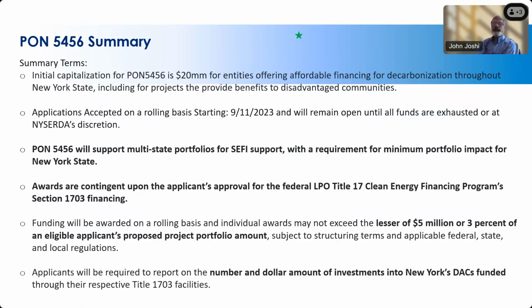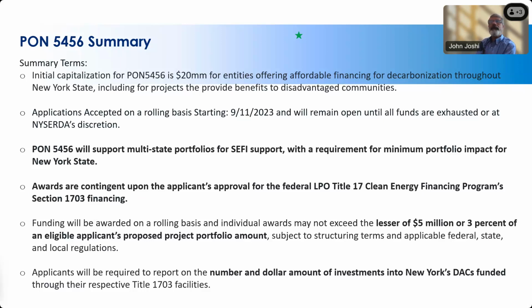So just some key terms. This PON has been earmarked initially with $20 million of funding, with the goal that it's going to impact the built environment and disadvantaged communities. The application process for the PON is on a rolling basis, and it was open as of early September, and will continue to stay open until all funds are exhausted.